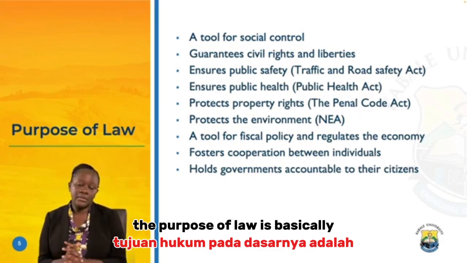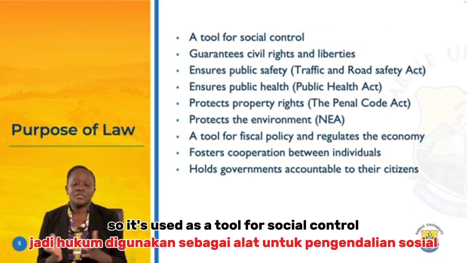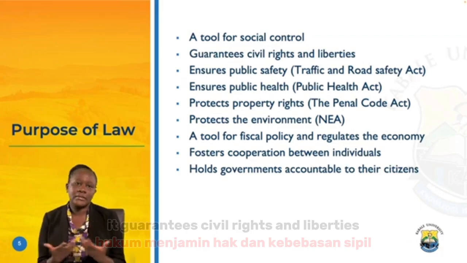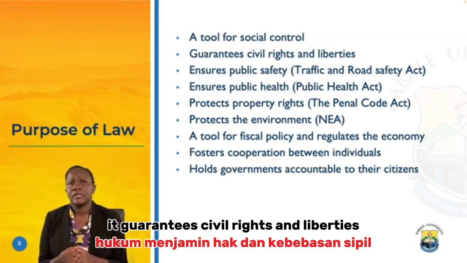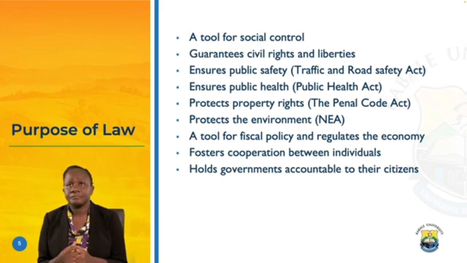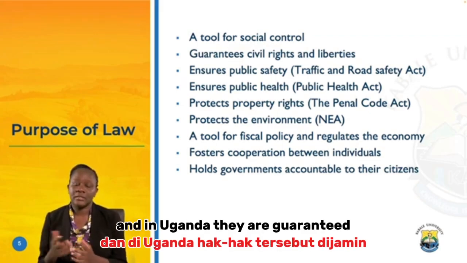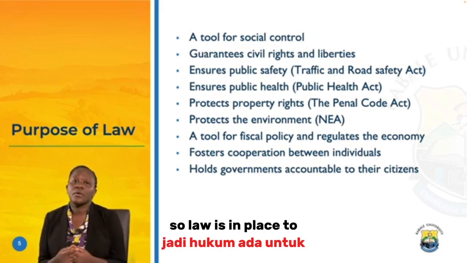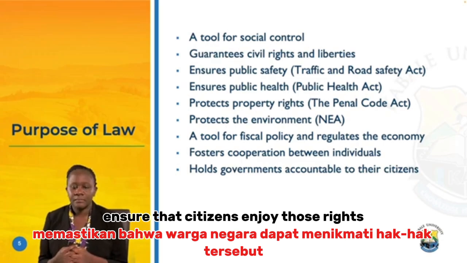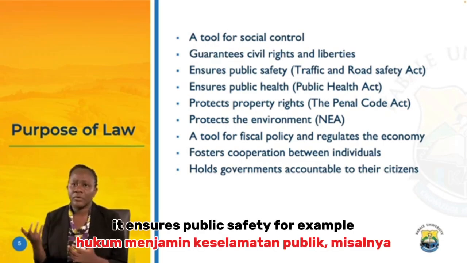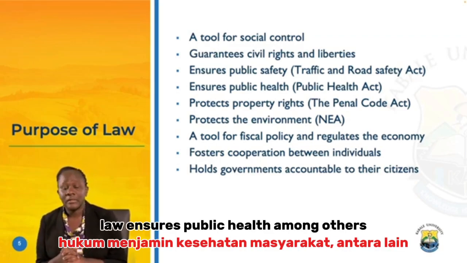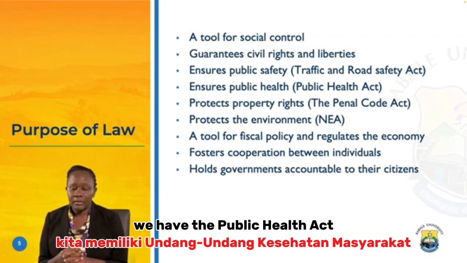The purpose of law is basically it's used as a tool for social control, and in most cases to prevent or to control errant behavior. It guarantees civil rights and liberties. Every individual has rights, and in Uganda they are guaranteed under Chapter 4 of the Constitution of the Republic of Uganda. So law is in place to ensure that citizens enjoy those rights. It ensures public safety. For example, we have traffic laws like the Traffic and Road Safety Act. Law ensures public health, among others. We have the Public Health Act.